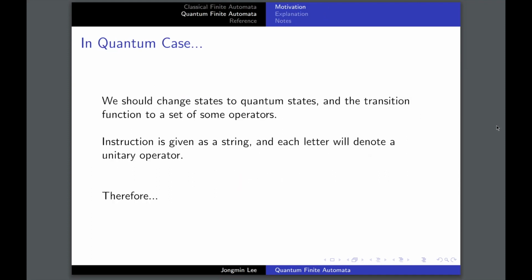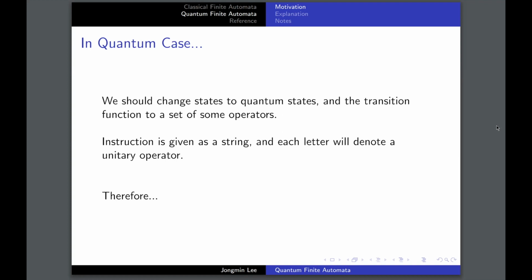Okay, and in the quantum case, we need to change the state to a quantum state and the transition function to some operators to change the quantum state. The instructions will be used as a string, it remains the same, but each letter will be substituted by some unitary operator.